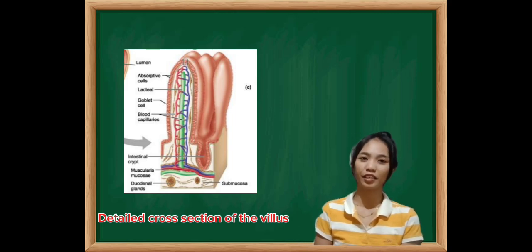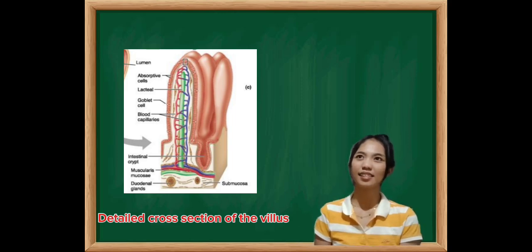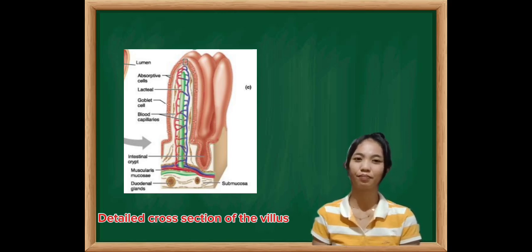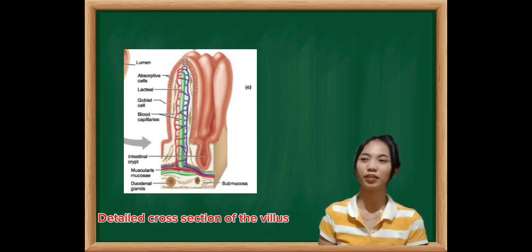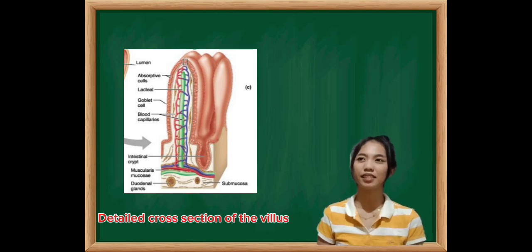First is the absorptive cell. These cells line the villus and are responsible for absorbing nutrients from the digested food. They have microvilli on their apical surface facing the lumen. Next is the lacteal. A lacteal is a lymphatic capillary located within the villus. It absorbs fats and other lipids that are not absorbed directly into the bloodstream.